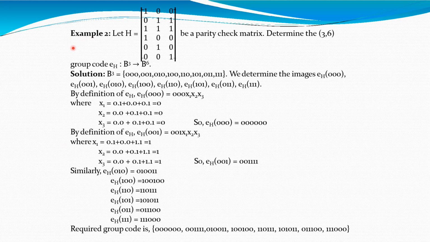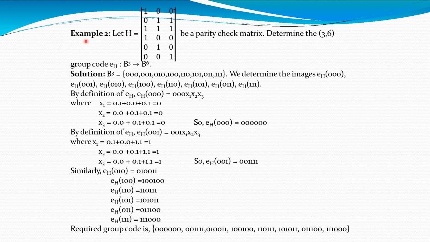Now one more example. Let H be the parity check matrix given to us. Determine the 3-6 group code EH from B3 to B6. Again by corollary, EH of B3, that is the set of all code words, is always a subgroup of B6 and hence it is a group code. So we find EH of B3, that is the set of all images of elements in B3 under EH.